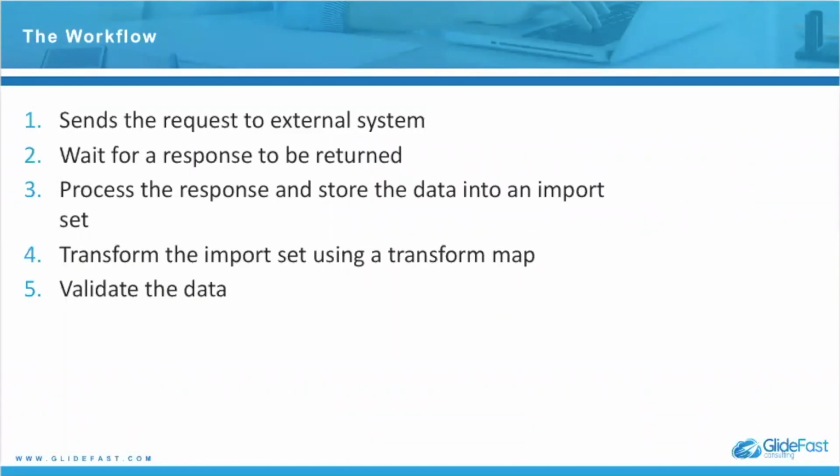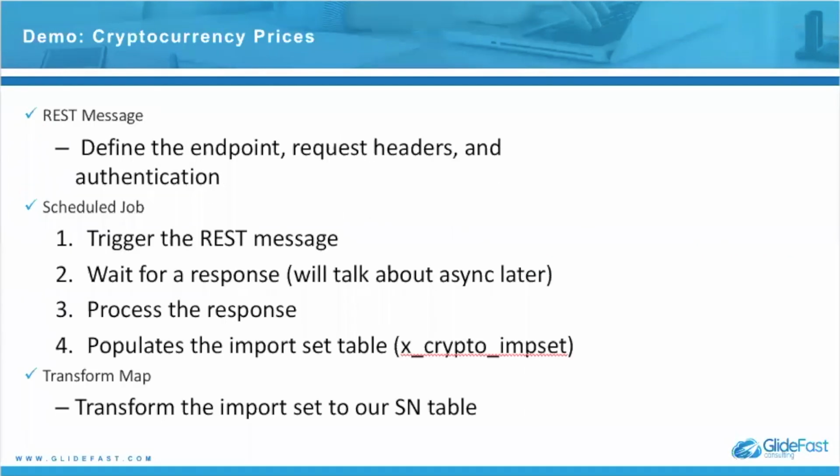So here's a high-level workflow on how this is going to work. ServiceNow sends a request into the external system. It will wait for the response to be returned, and then ServiceNow will process that response, usually in either XML format or JSON format, and store that data into an import set. We'll then transform the import set using a transform map, and then we can validate the data. And here I'll show you a quick demo that I built for this presentation.